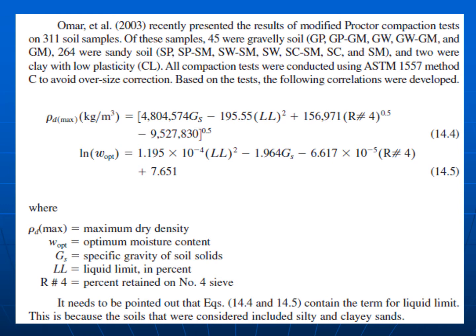In the literature you would find some relationships or correlations, and by using them you can estimate the maximum dry density and the optimum moisture content. For example, in these equations you can see Gs, liquid limit, and R number 4. If you have these, you can estimate maximum dry density, where R number 4 means the percent retained on number 4 sieve. Similarly, the optimum moisture content has been related to liquid limit, Gs, and R number 4.